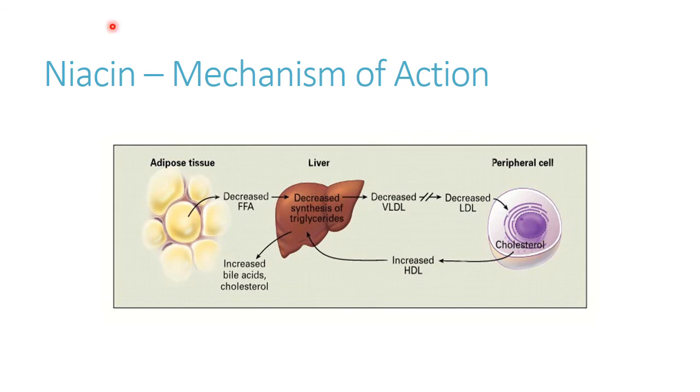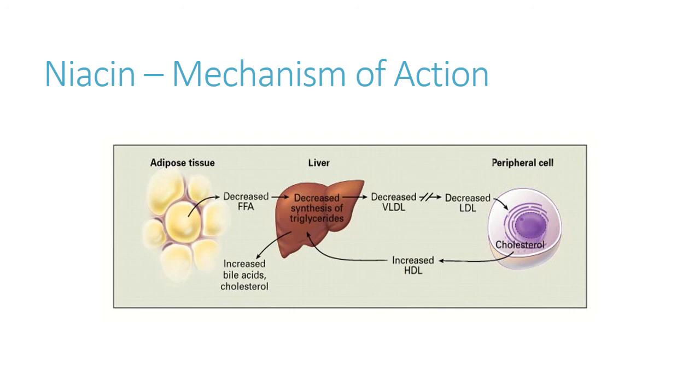Basically what this is going to help to do is, by decreasing the amount of free fatty acids that are available to the liver, this is going to help to decrease synthesis of our triglycerides. So this is going to be another one that's going to have pretty decent effects on reducing triglycerides, but it's also going to help to increase HDL. So one of the primary things we use niacin for is to increase HDL.